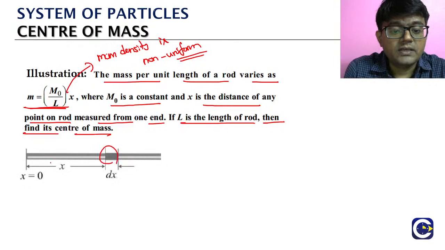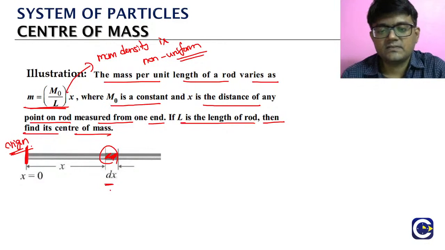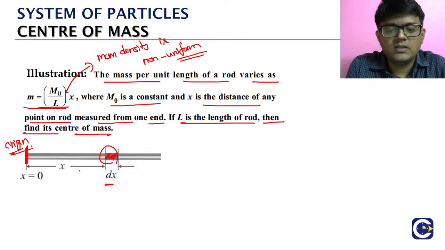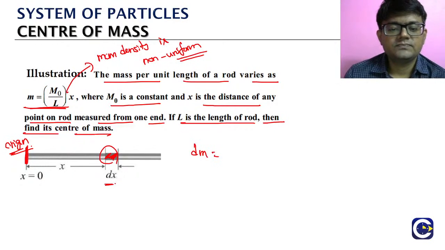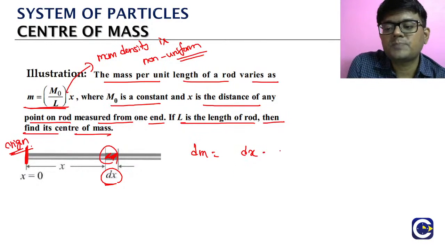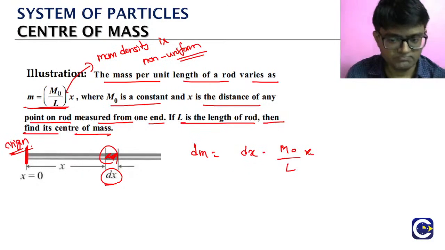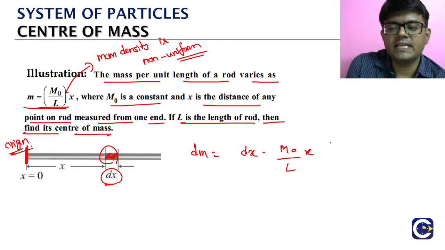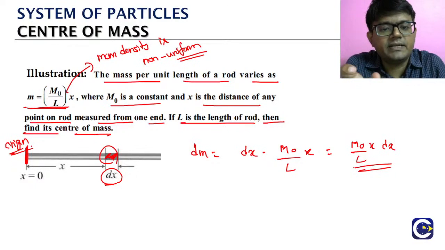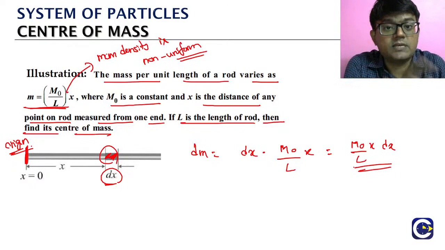So we take this end as the origin, and we mark a small element dx at a location x. What will be the mass of this small element? Its length is dx. So length dx multiplied by the mass per unit length, m naught by L into x, is the value of dm. So dm is m naught by L x into dx.